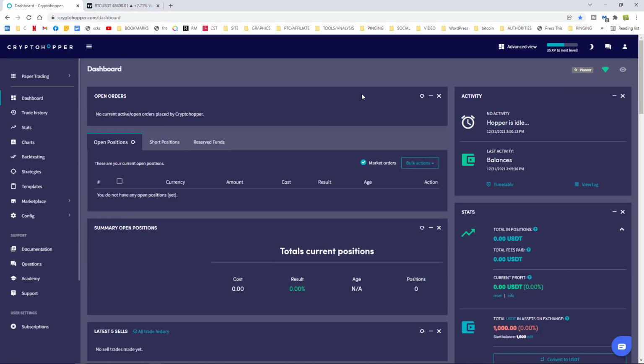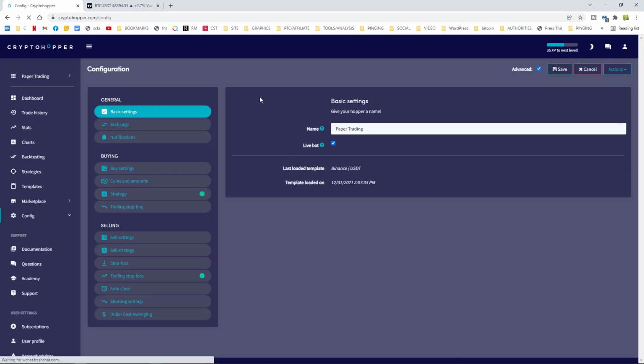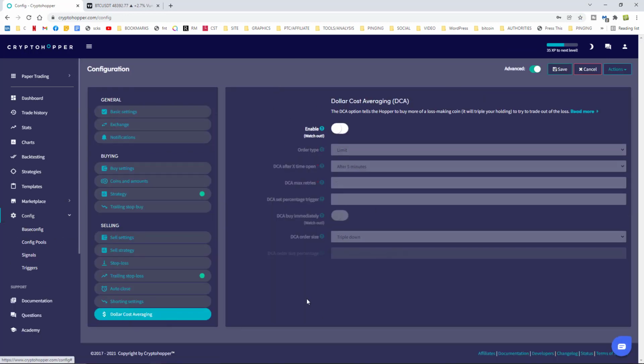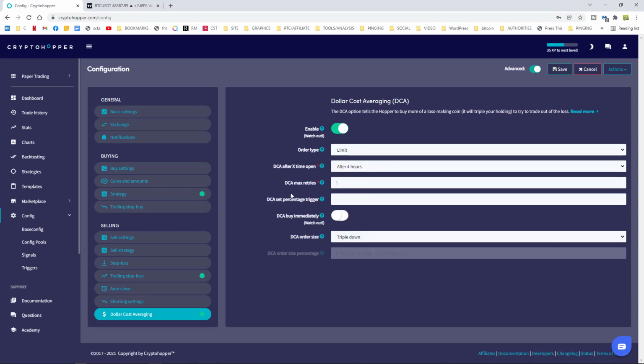Okay, so back to the settings. We are actually almost finished with the settings now. Dollar cost averaging, so switch it on. After 4 hours, max retries. I'm going to set this one to 2, and I'm going to set this one to, let's say, 10%. All right, and it's going to triple down. Shall I have a triple down? No, I'll have a double down. All right. Oh, and I'm going to change that to market. That's all set how I want it.